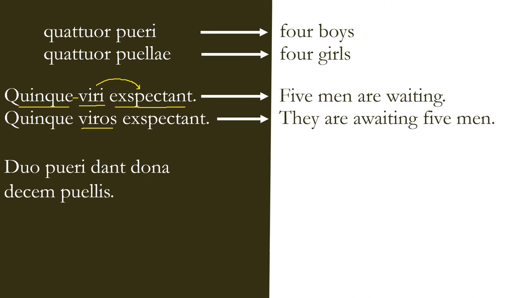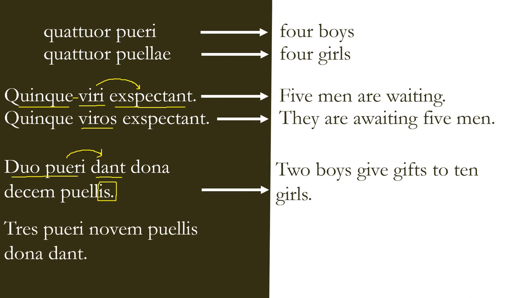Duo pueri dant. Dant is give. Duo pueri dant. Two boys give. What do they give? They give dona. And here is a dative. Two boys give gifts to ten girls.